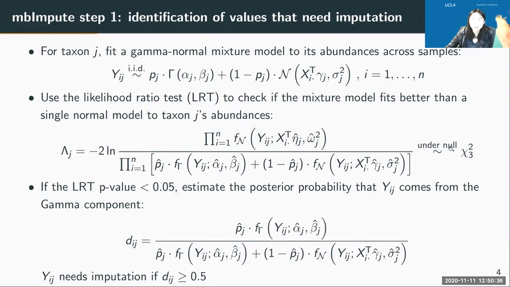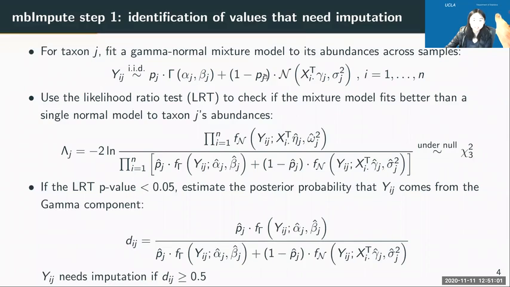And under the null hypothesis that they fit the data equally well, this likelihood ratio test statistic will follow a chi-square distribution with 3 degrees of freedom. Doing this, we can obtain a p-value for every taxon J. If the p-value is small, then we decide to go for the gamma normal mixture model.